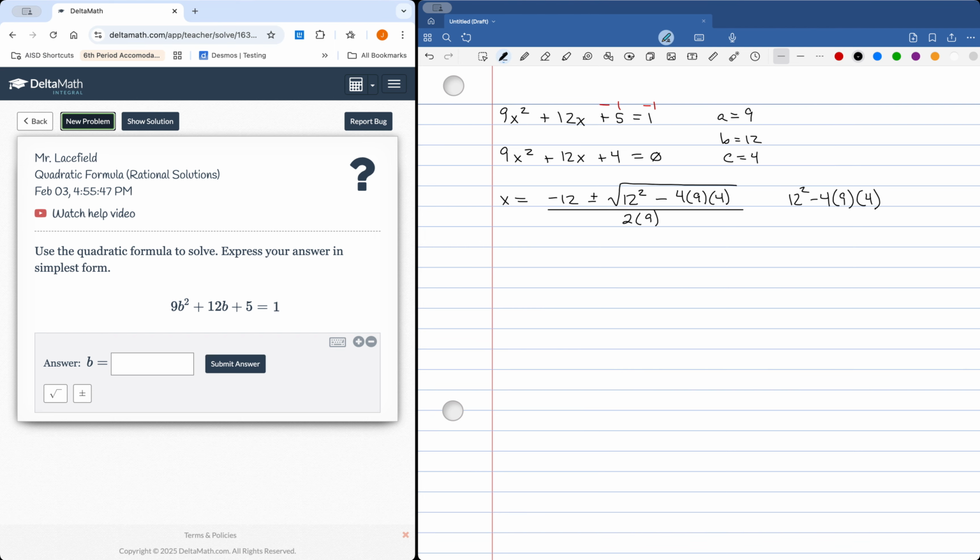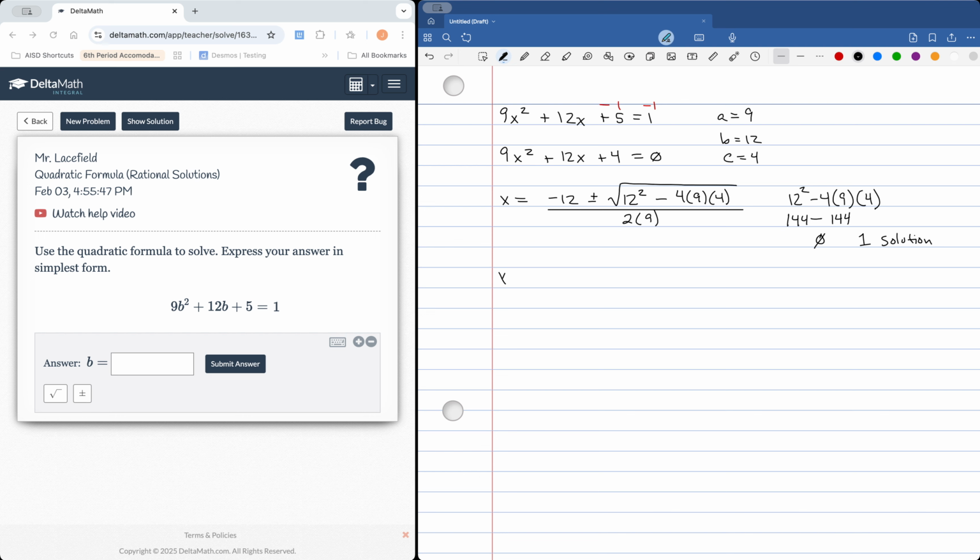Okay, if I open up the math here, we know that 4 times 9 times 4 is 144. So if I look at this one, we're going to have 144 minus 144, so that goes to 0. So this one just tells us that we're going to have one solution.